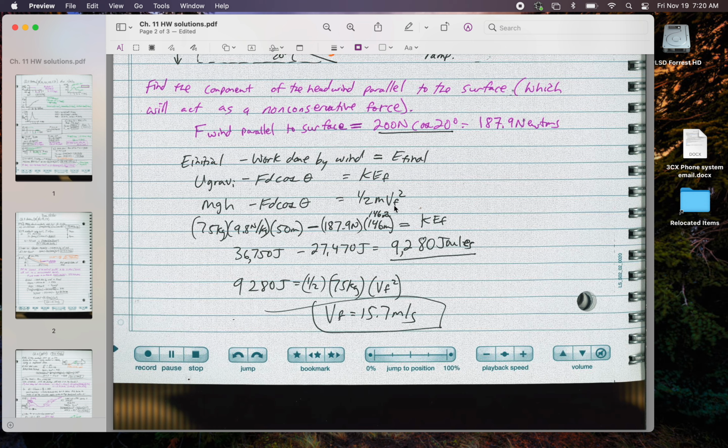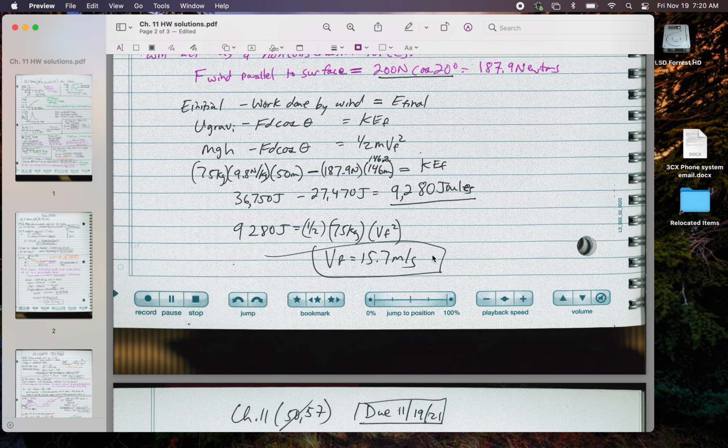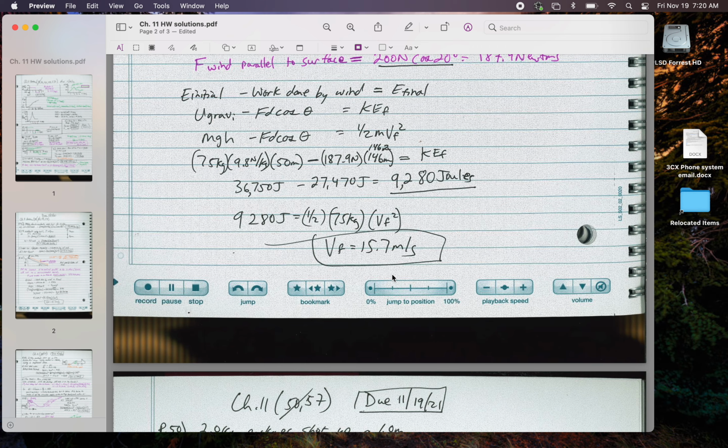mgh minus fd cos theta, 1/2 m v final squared. So that's gravitational potential energy. That's the force equivalent due to the wind, the parallel force, and that's the distance going down the hill. That lets me know I have around 9,300 joules of kinetic energy at the end, and I can plug that into the kinetic energy formula.